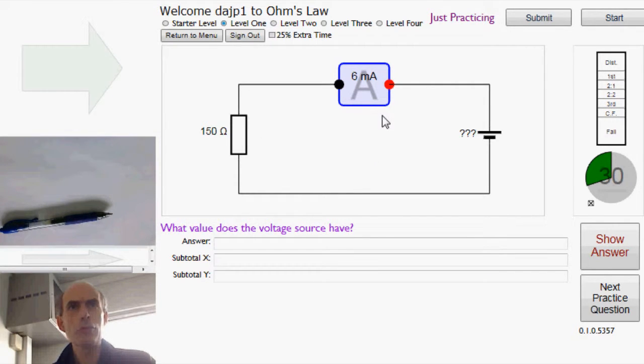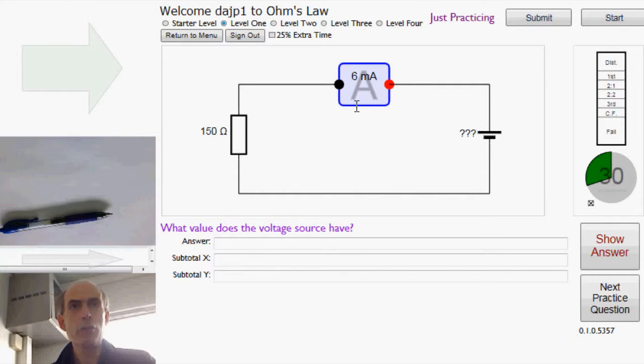Now there's a couple of things you need to know before you can apply Ohm's Law to this problem. The first is that this thing here in a blue box with a big A written in it is an ammeter. It measures the current flowing into the red terminal and out of the black terminal. So this is telling us that we currently have 6 milliamps flowing in this direction.